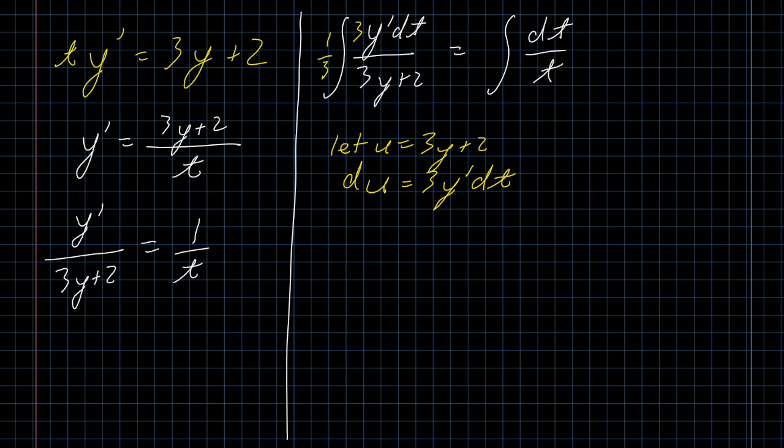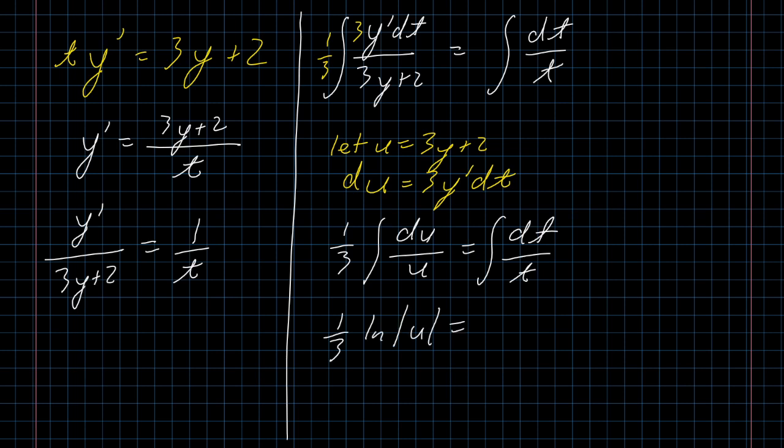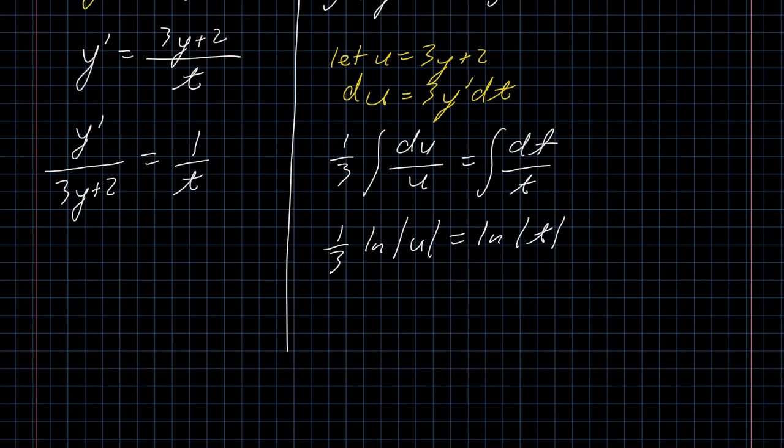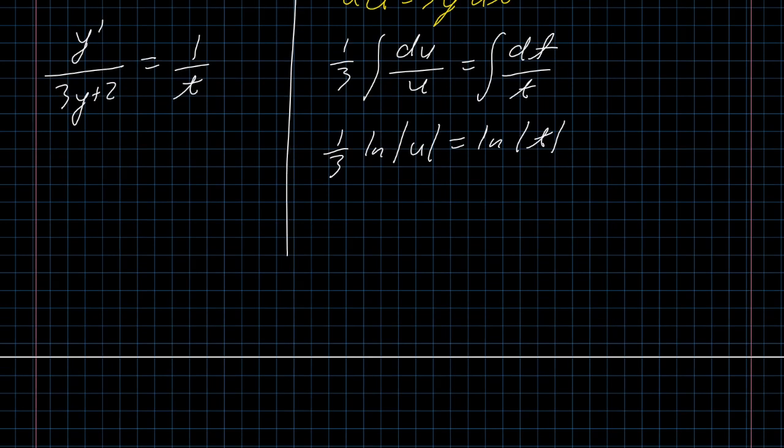And then I can write this as 1/3 the integral of du over u is equal to the integral of dt over t. Those are both natural log integrals. So 1/3 natural log of the absolute value of u equals the natural log of the absolute value of t. I've got some work to do from here.